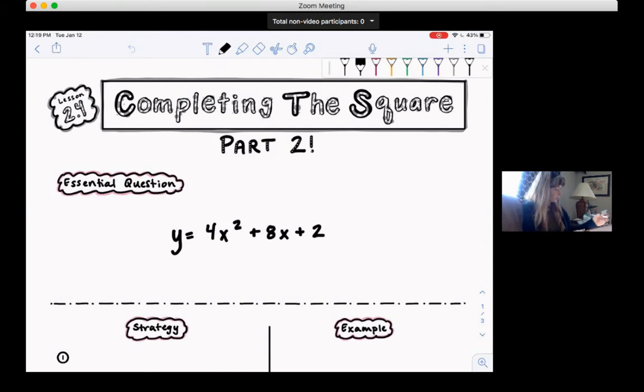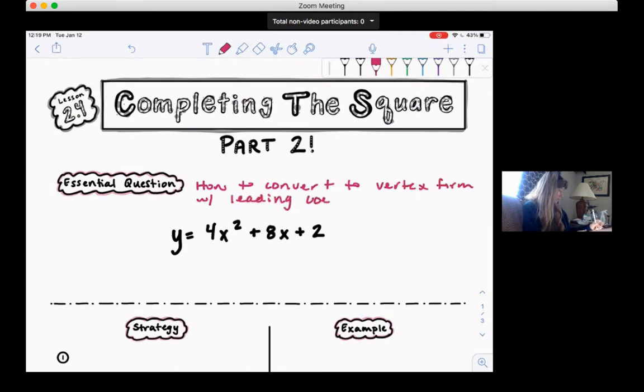So our essential question is, how would we convert a quadratic equation to vertex form if it has a leading coefficient? Leading coefficient.